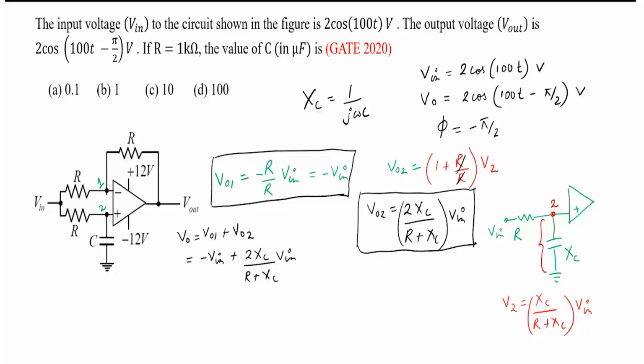Now, I can take minus 1 common, and XC I can replace by j omega C, right? R plus j omega C into V in. Yes or no?